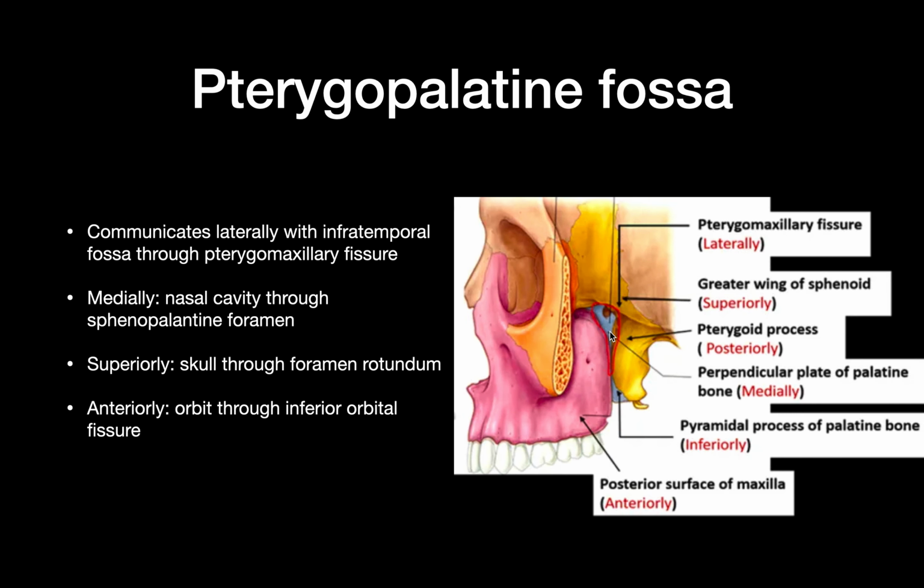Alright, so even deeper is the pterygopalatine fossa, and that communicates with the infratemporal fossa through the pterygomaxillary fissure, which is right here. Medially, it goes into the nasal cavity through the sphenopalatine foramen, and superiorly, it goes into the skull through the foramen rotundum, and anteriorly, vessels will go to the orbit through the inferior orbital fissure.